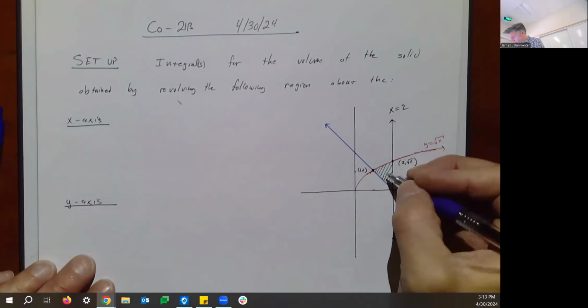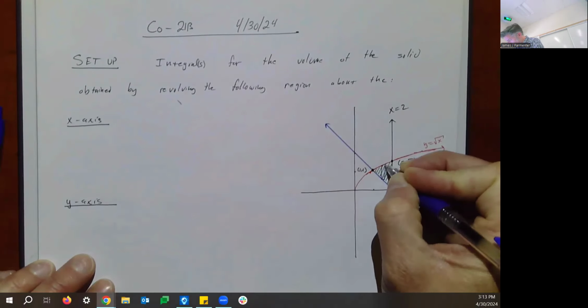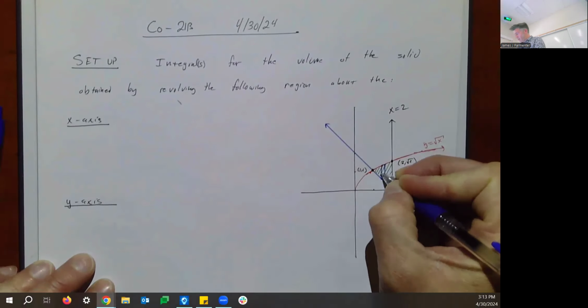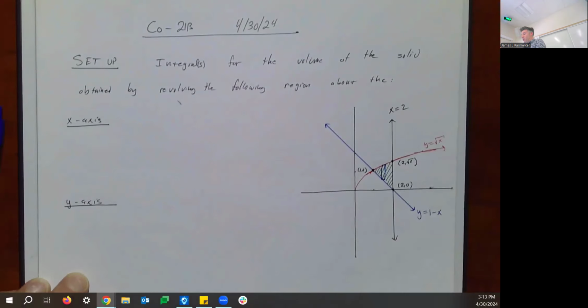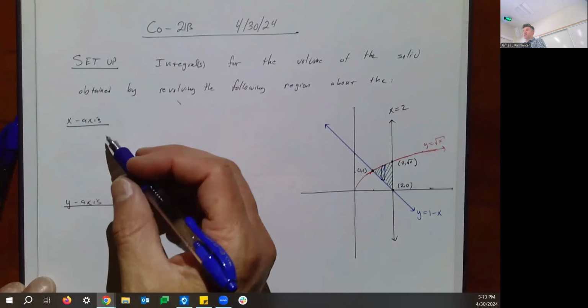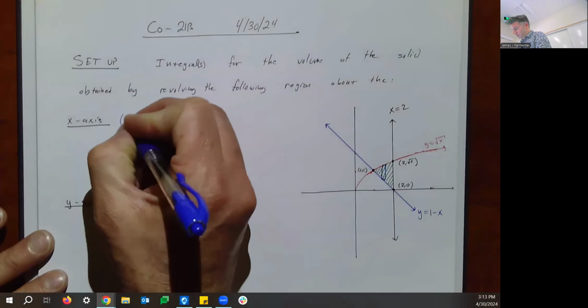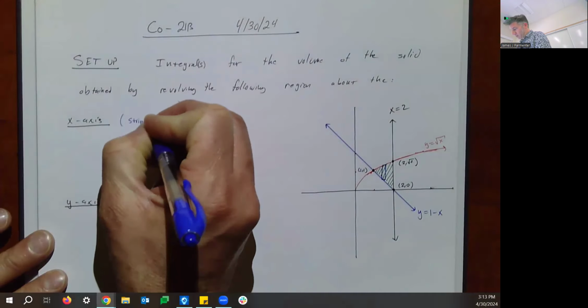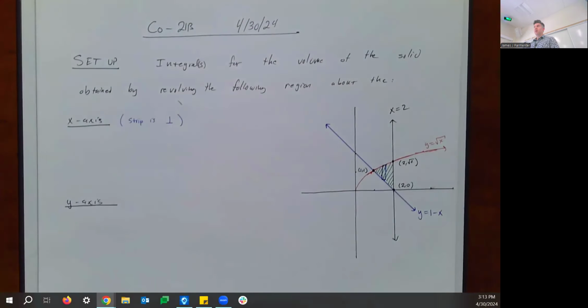A vertical strip, on the other hand, means that the top boundary will always be y equals the square root of x, and the bottom boundary will always be y equals 1 minus x. So if we're going around the x-axis, our strip is perpendicular to our axis of rotation. That means we're going to have to use either the washer or the disk method. Specifically here, the washer method, because our region is not flush with the axis of rotation.